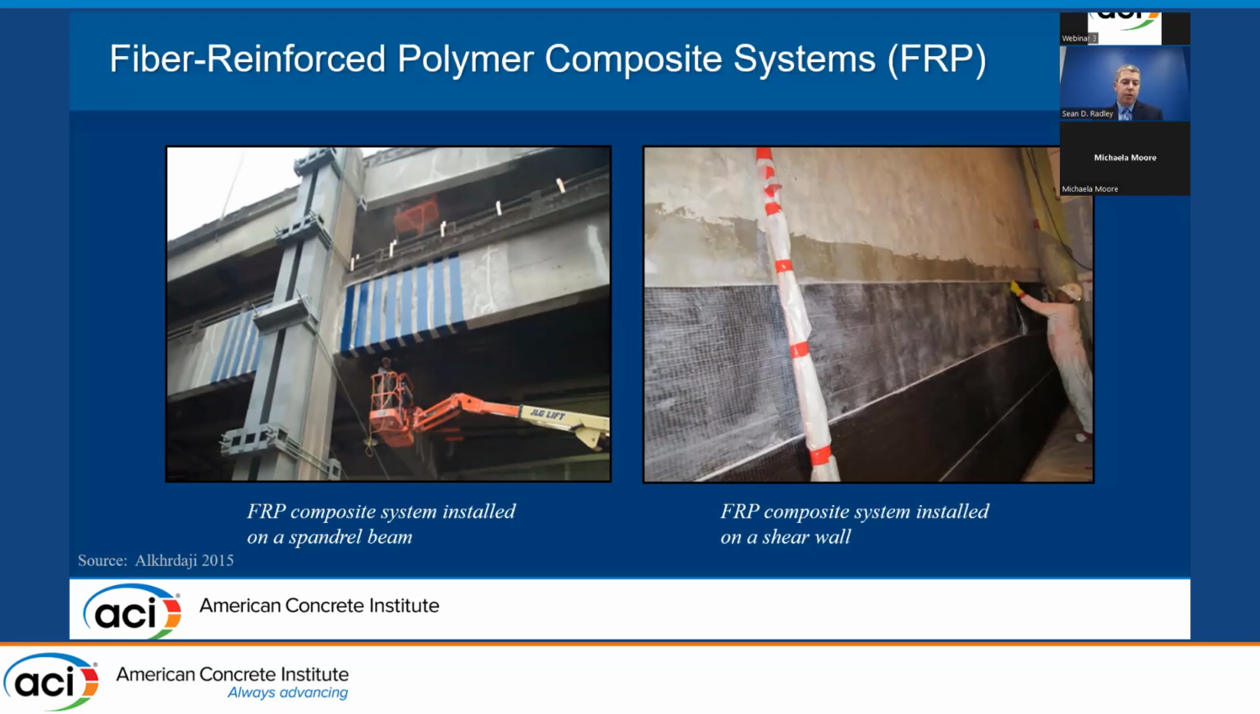You can see in the photo on the left an installation of an FRP composite system installed on a spandrel beam. You'll also note in this photo there's some elements of an external post-tensioning system installed at a column. In the photo on the right is an installation of an FRP composite system installed on a shear wall.